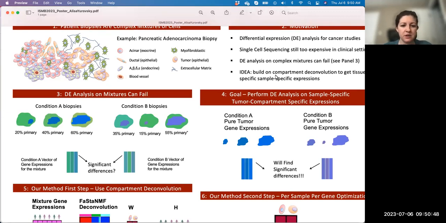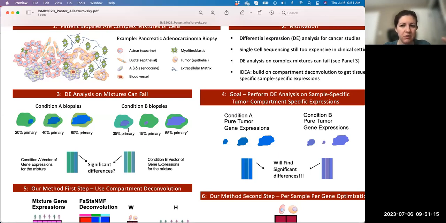So you have two conditions, condition A and condition B. You have patients in each of the two groups, and you get their biopsies. Now, biopsies have different tumor purities, so they might have only a small or a large relative proportion of the actual tumor tissue, which is shown in blue for condition A and in more purple in condition B.